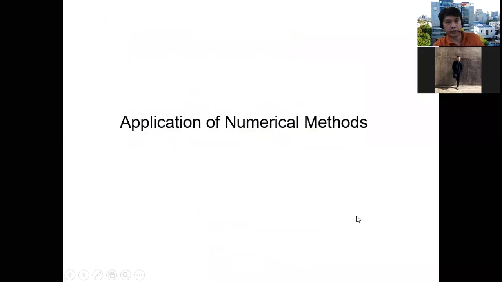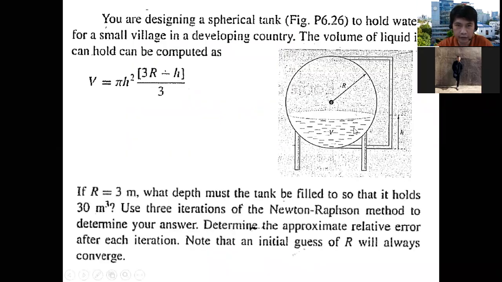So let's proceed now to the application of numerical methods. Considering this problem, let's say your task is to design a spherical tank as shown in this figure to hold water for a small village in a developing country. The volume of liquid it can hold can be computed using this formula. The volume is a function of R and H, so there are only two variables. R represents the radius and H represents the depth.